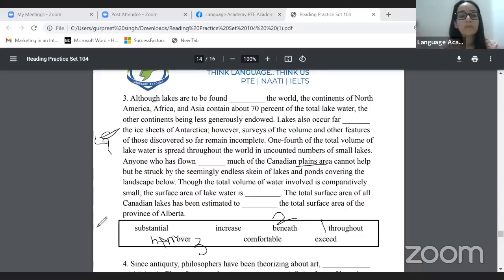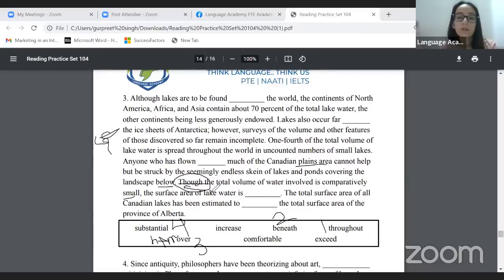That is over. So anyone who has flown over the Canadian Plains means anybody who has been on any kind of aviation machine and you have been over the Canadian Plains area cannot help but be struck by the seemingly endless skein of lakes and ponds covering the landscape below. Though the total volume, now though tells us that the sentence will have two parts and they should be opposite of each other. This is what is called remembering the rules. As soon as you look at that word, the rule should come to your mind. So though means two parts, opposite. Though the total volume of water involved is comparatively small, the other side should say big. The surface area of lake water is big. Any word which shows big here: substantial.